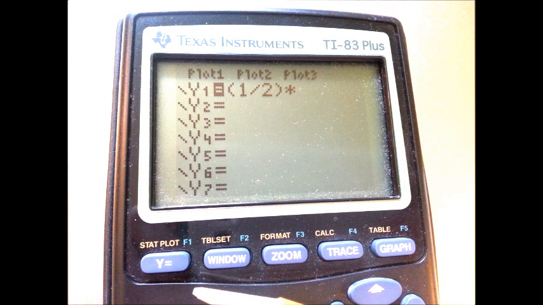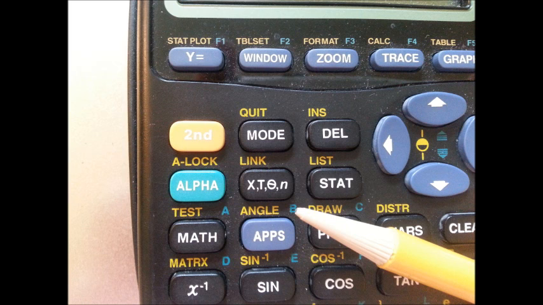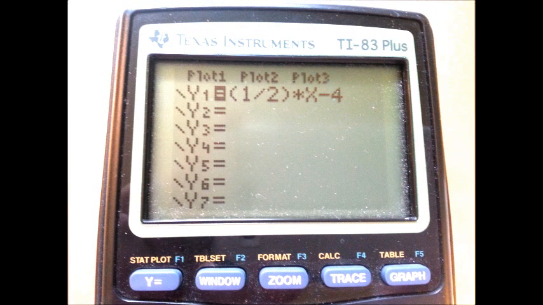It's always a good idea to wrap our fractions in brackets. Multiplied by, and for x, now let's use our variable button right next to alpha. And finish off our equation.